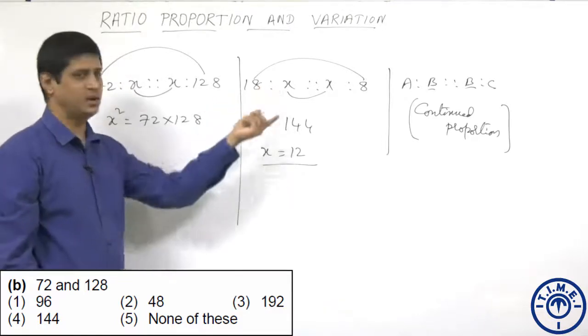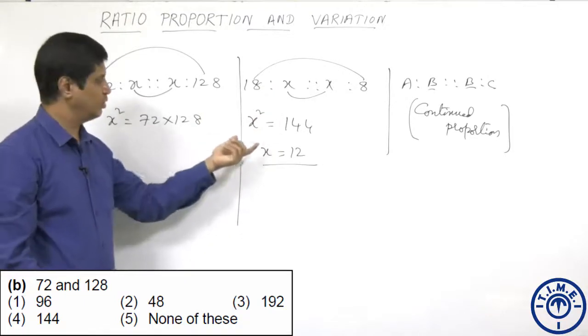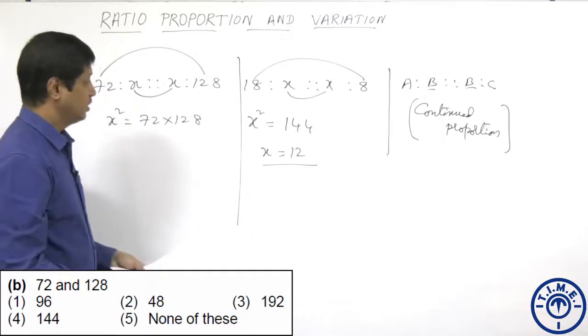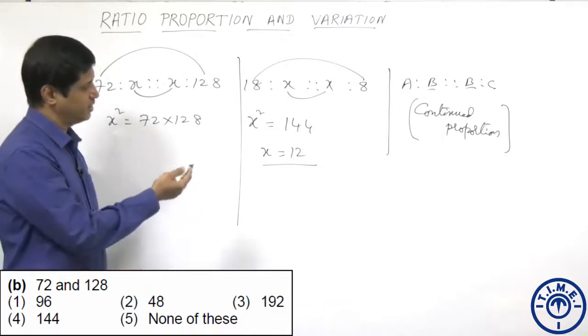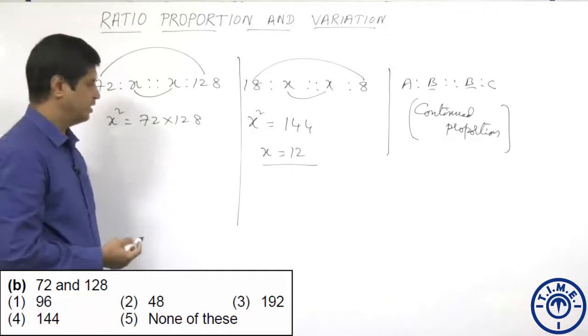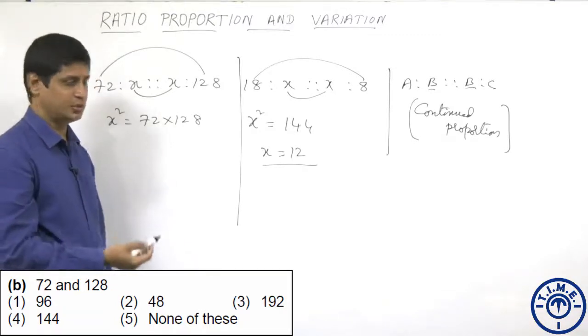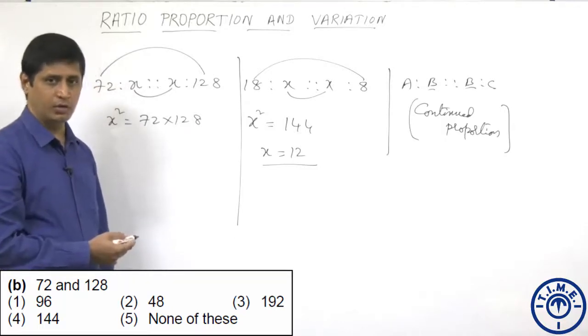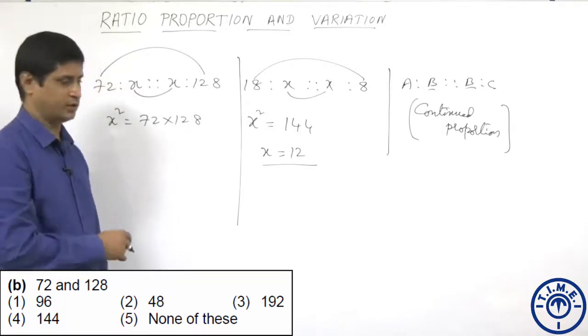Here 18 into 8 is very simple. So we multiplied these two and found the value of x square. Now find the value of x square and resulting x. Whereas here 72 and 128, the multiplication consumes time. So better express these values as a product of two numbers in which one should be a perfect square.